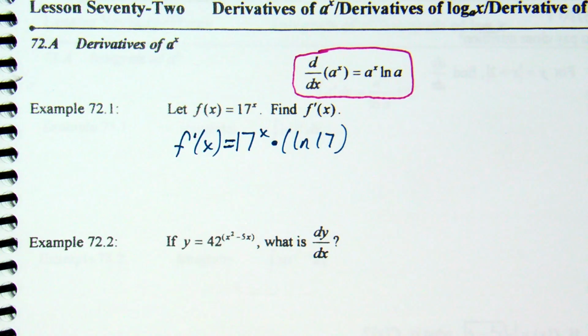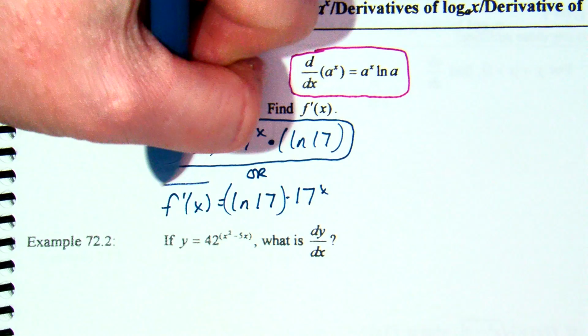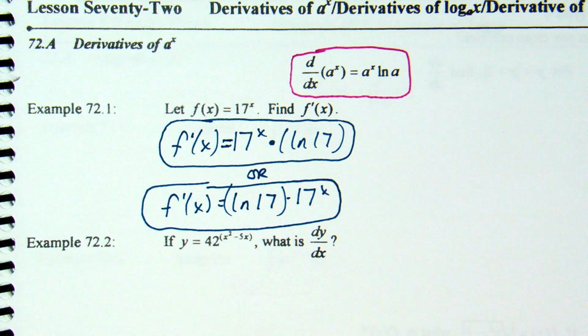Parentheses aren't a bad idea here to just set it off. You wouldn't necessarily have to have the multiplication dot. So you could write it in either order. So I'm going to write the other one down also. I could do natural log of 17 times 17 to the x as well. So either order works there. So again, memorize the rule, right?